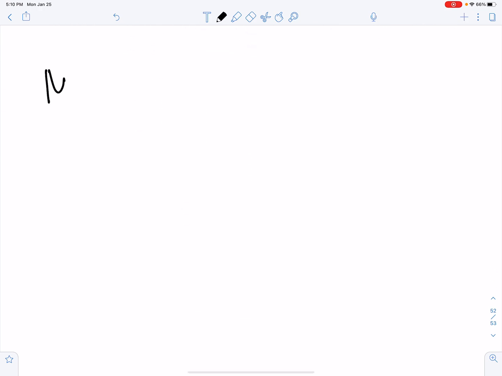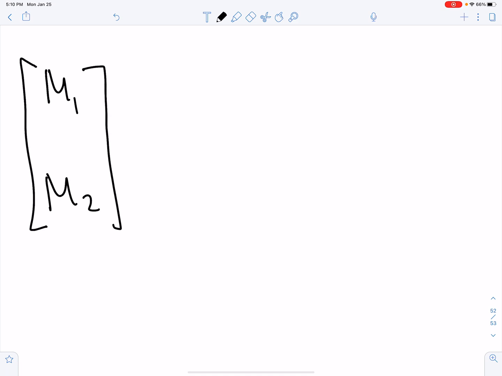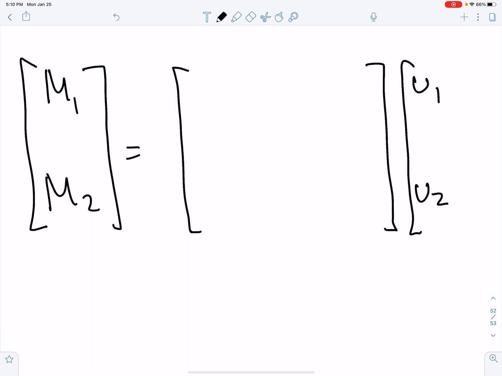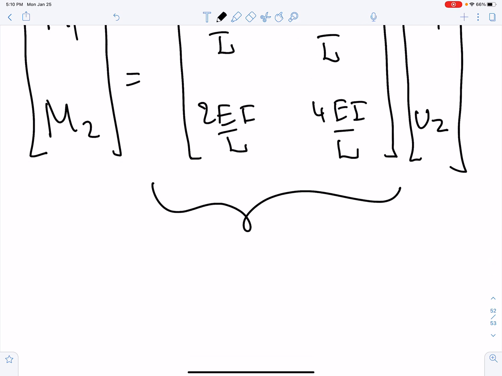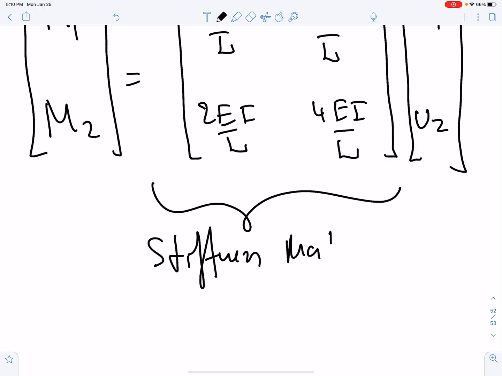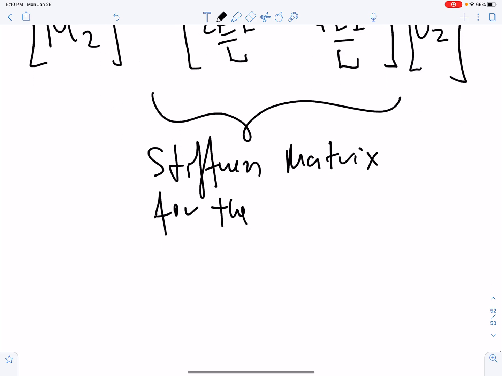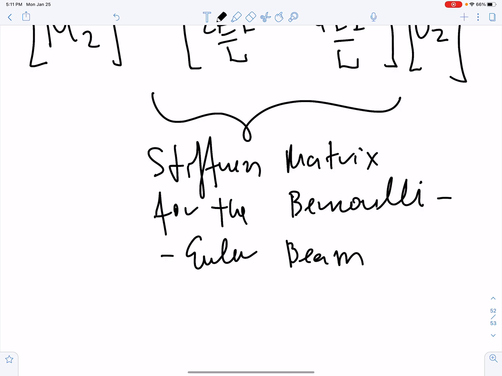And so you find that if you want to compute M1, M2, relating them to U1, U2, which are slopes, the entries of the matrix that relates the two quantities are 4 EI over L, 2 EI over L, 2 EI over L, 4 EI over L. And so what we do here, we arrive at the stiffness matrix for the Bernoulli-Euler beam. Okay, we stop here.